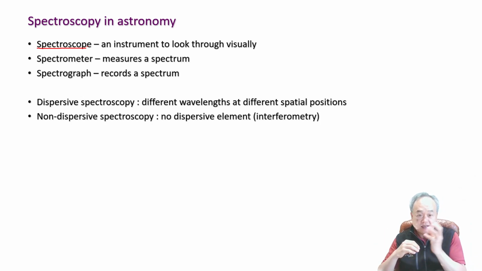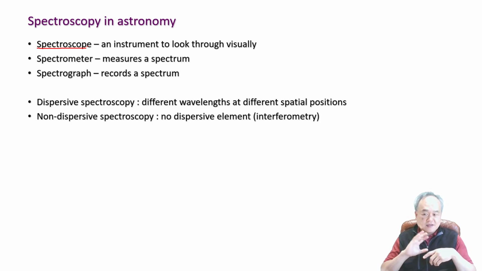Think about the kaleidoscope. It is an instrument that disperses the light, but we are seeing through an eyepiece. That's the spectroscope. It was used in the beginning of astronomical spectroscopy many hundred years ago. But nowadays, the spectroscope is not used in real observational setups.